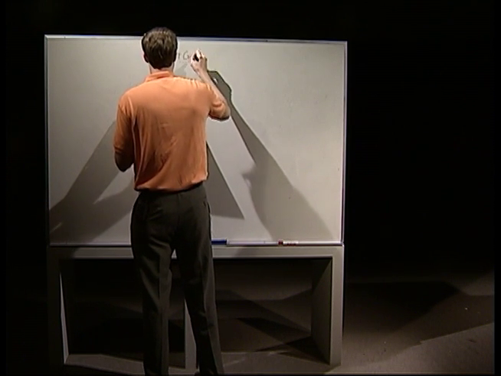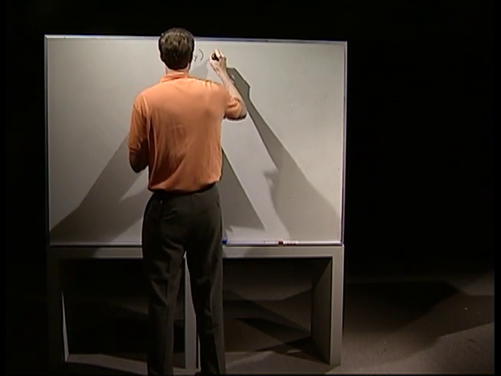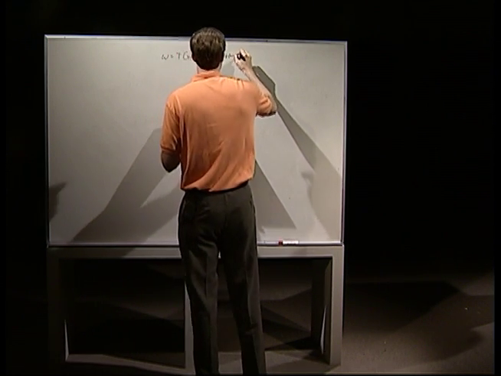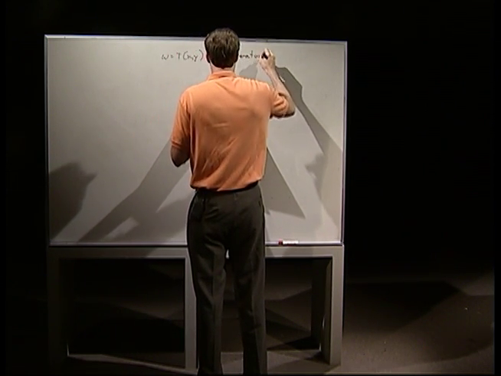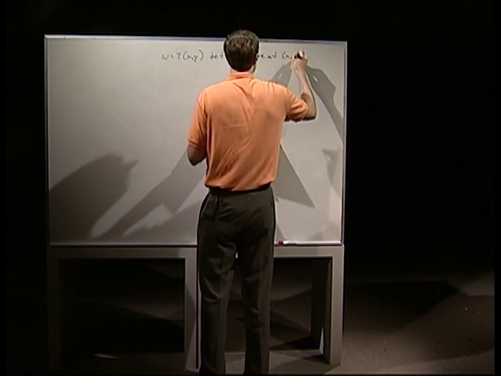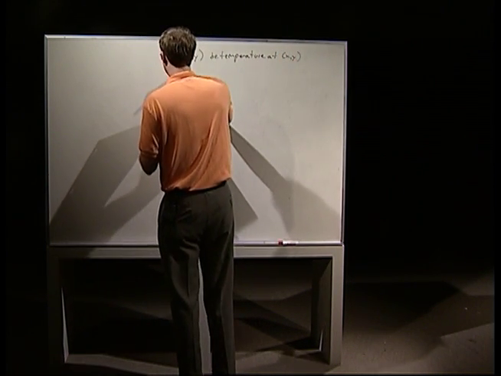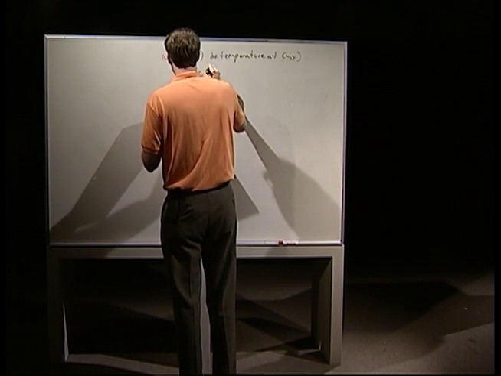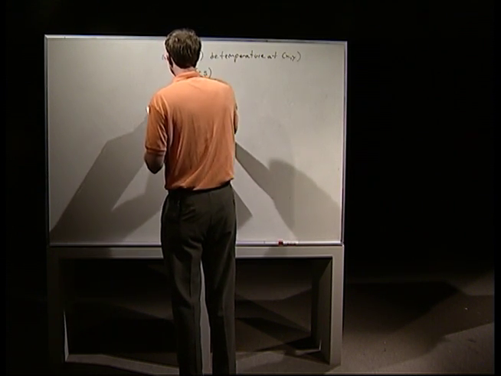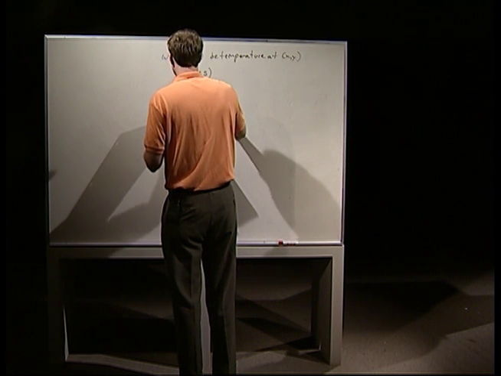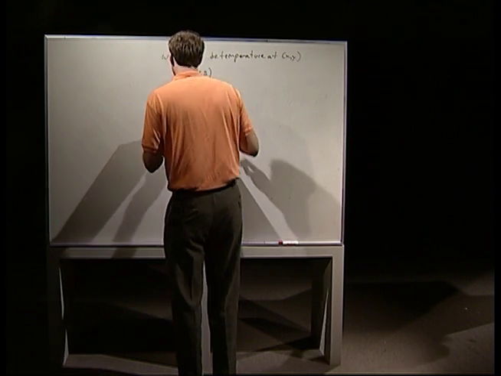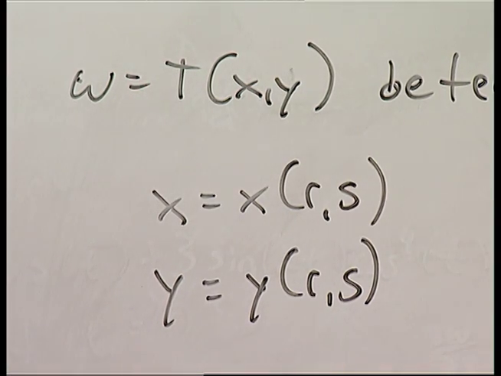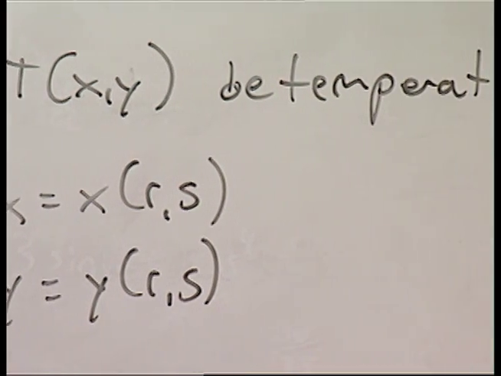Maybe I'm not saying quite what I want to say. So this is still temperature. Let W still be temperature at x,y. Now we have x being a function of both r and s, and y being a function of both r and s, right?